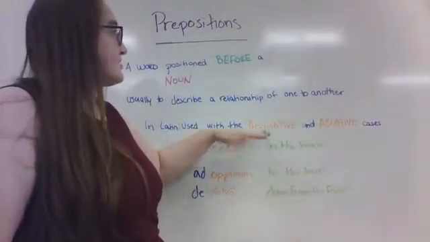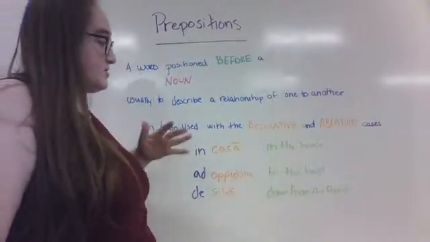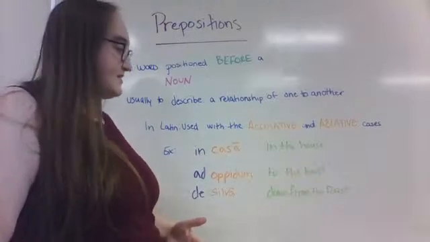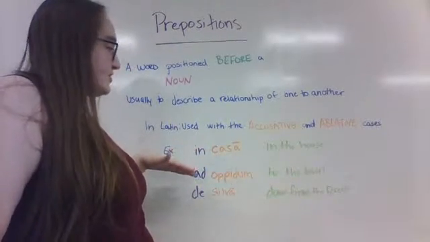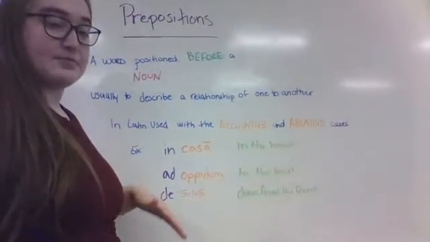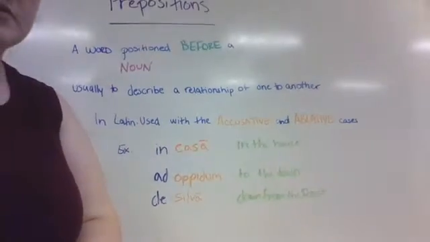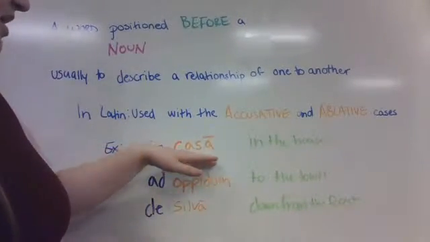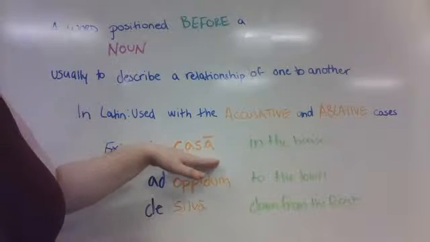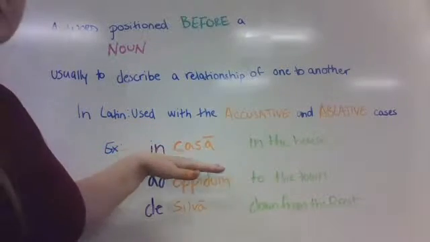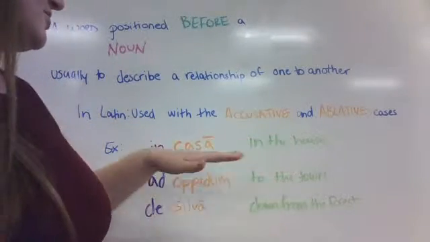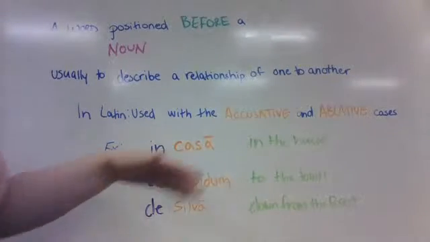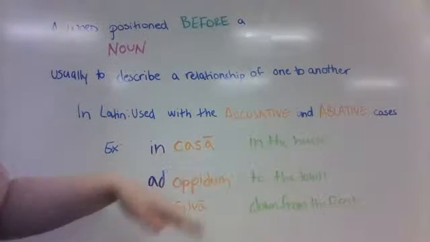Accusative could be direct object or prepositional. So, multiple uses for these cases. In Latin, here are some examples of how it may be used. In the sentence in casa, casa means house, so it means in the house. Note that this is a long A, so this is the ablative case.